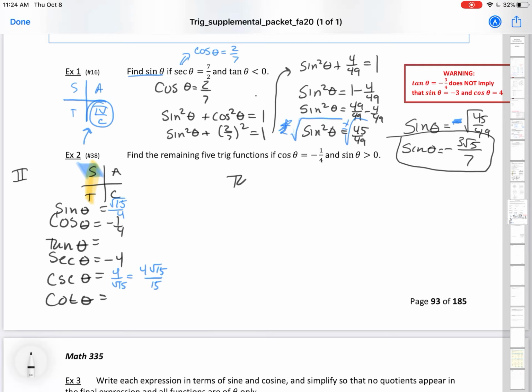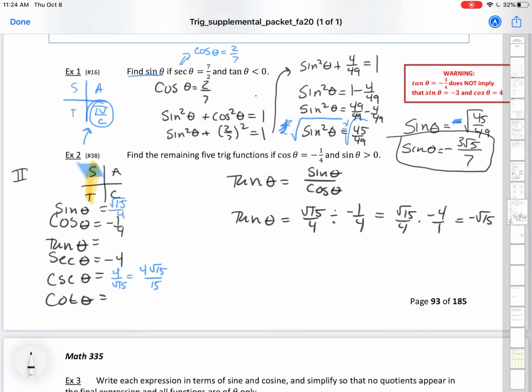Or we could use that tangent theta is sine theta divided by cosine theta. Or tangent theta is equal to root 15/4 divided by negative 1/4, which is root 15/4 times negative 4, which is negative root 15. And so we get a negative root 15. The negative makes sense, and then cotangent's easy. We just flip that. So that's negative 1 over root 15. But remember, we need to rationalize and say negative root 15/15. Those will be the answers that are in the back.